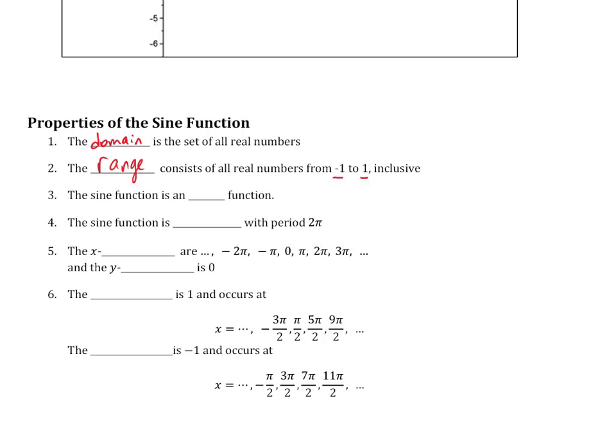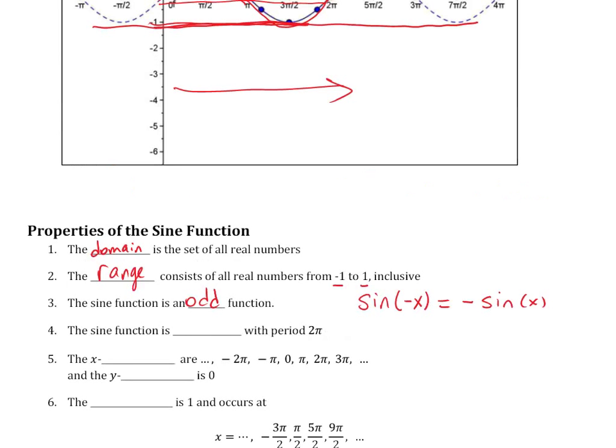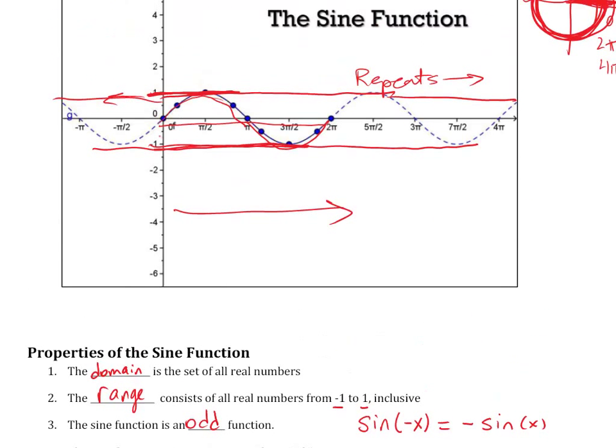Next, the sine function is what's called an odd function. All right, we talked about odd before. Odd means if you plug in a negative angle, you actually get the negative value of the sine of x. And the way that you can tell that by looking at this picture is that when you go back to the left, it's a mirror image of the curve, but flipped around the x-axis.